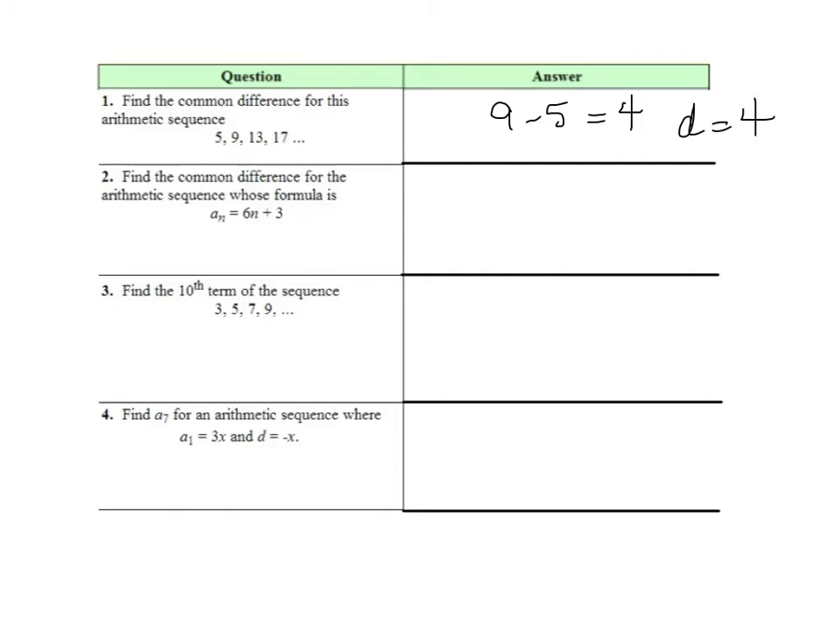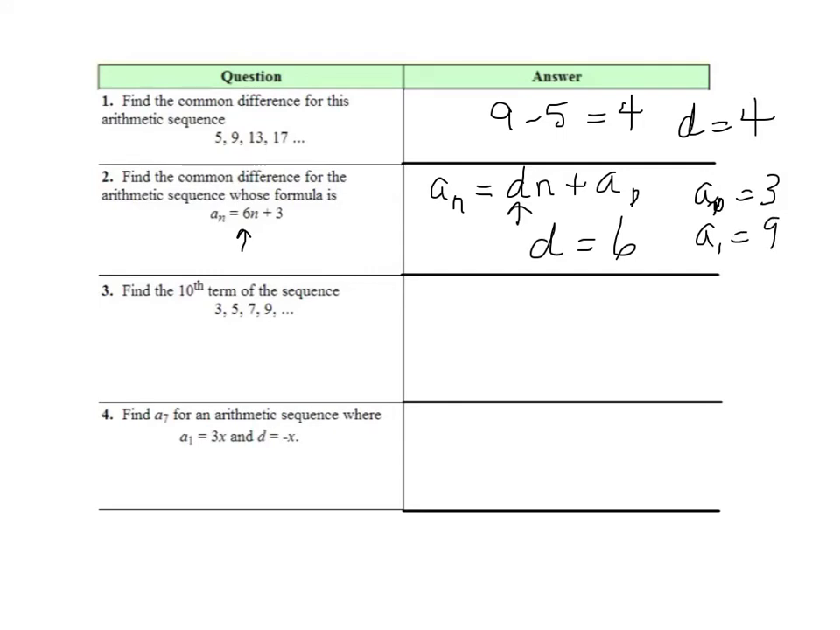Find the common difference for the arithmetic sequence for this formula. Well, on this one we said before that a sub n was equal to the difference times n plus a sub 0. So the common difference for this is going to be 6. A sub 0 would be equal to 3. The slope, notice that the slope is going to be the common difference. So a sub 0 is equal to 3. A sub 1, if you put a 1 in for n, is going to be 9.